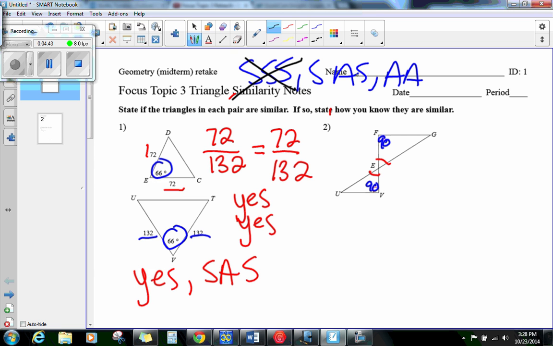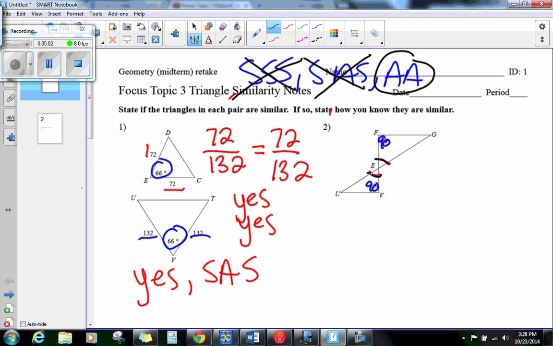Side, angle, side. Again, I know nothing about sides, so there's no way that can work. Even though I have angle, I have no sides. Only one that could possibly work is angle, angle. Now with angle, angle, I need two pair of equal angles. What do you know? I got a pair in the middle, and I have a pair that are equal to 90.